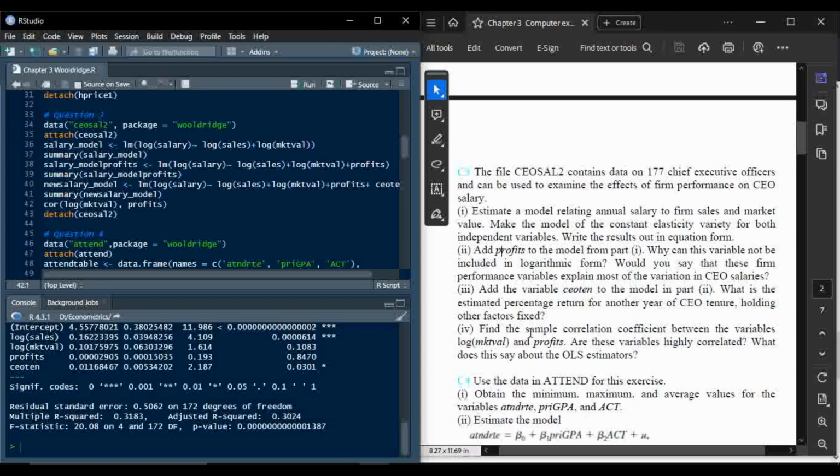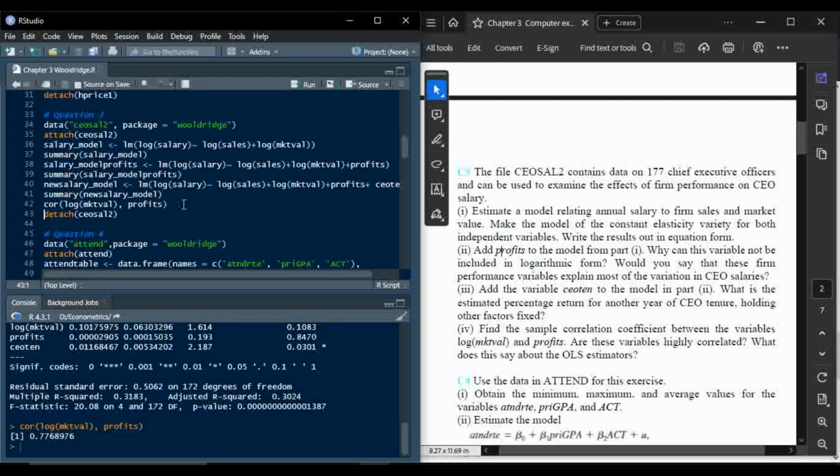Look at the next part of the question. Find the sample correlation coefficient between the variables log market value and profits. Are these variables highly correlated? What does this say about the OLS estimators? Now let's look at the correlation between these two variables. The correlation is 0.77, and yes, it is a very high correlation. These variables are highly correlated.